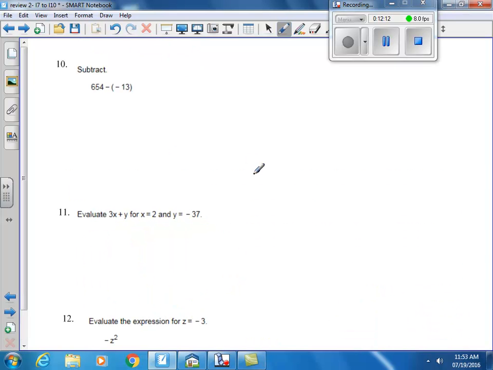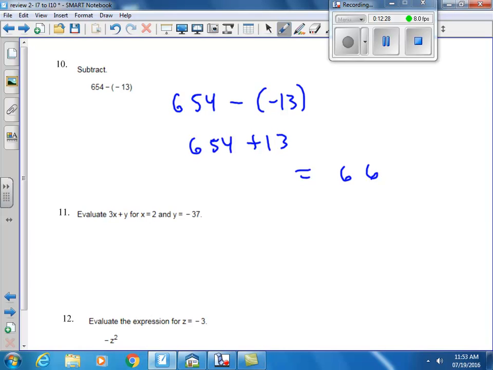Again, with the not rule or the double negative rule, if you have a 654 minus -13, that really means 654 plus 13. Okay, and that will lead us to 667.